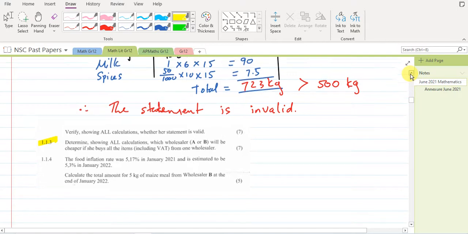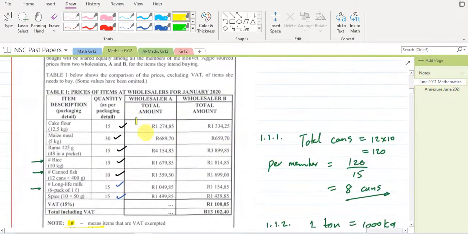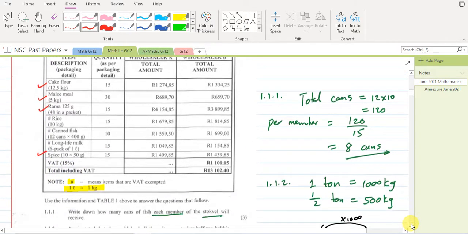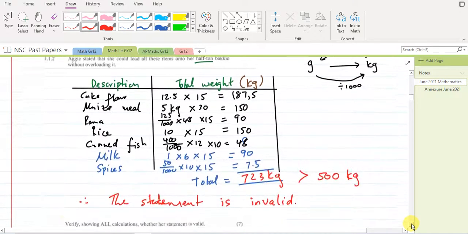So which items are including VAT? VAT inclusive items are these ones. Let me take these out. Including VAT are cake flour, the maize meal, the rama, and the spice. So these items include VAT. So which one is cheaper, wholesaler A or wholesaler B?